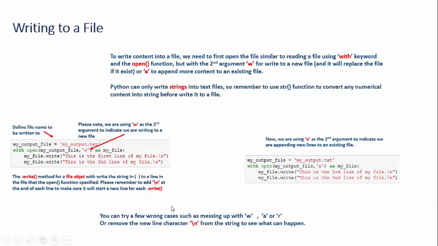And in this particular example, you can try a few wrong ways to mess up the code. For example, different W, A, and R. And also, if you remove the new line character, you're going to see something that is not what you expect to see. So you can mess up a little bit to learn more about those options.